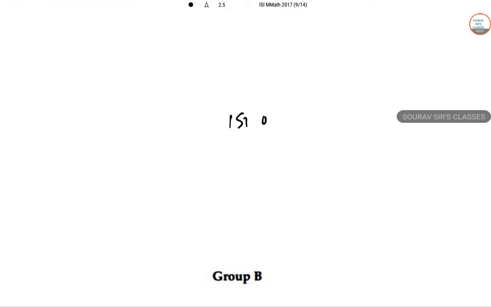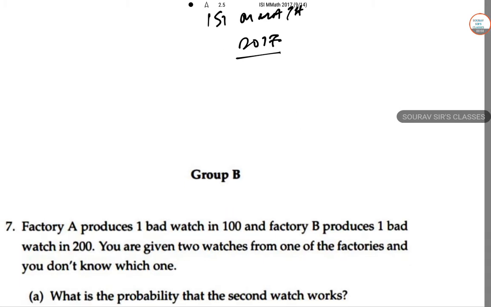This is the ISI M.Math subjective paper solution, 2017. So let's start with this.